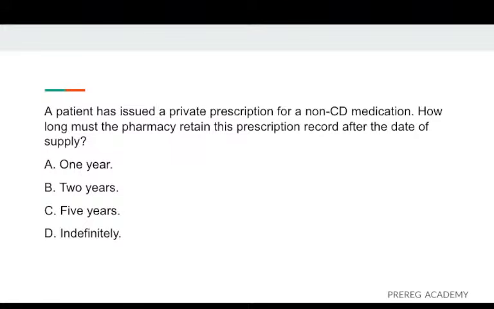CD records should be kept for how many years? Yes, 2 years from the last entry date. Okay, CD records should be kept for 2 years from the date of last entry. That's correct. Well done. What about RP records?